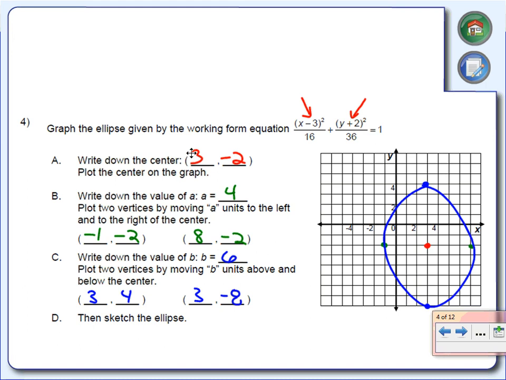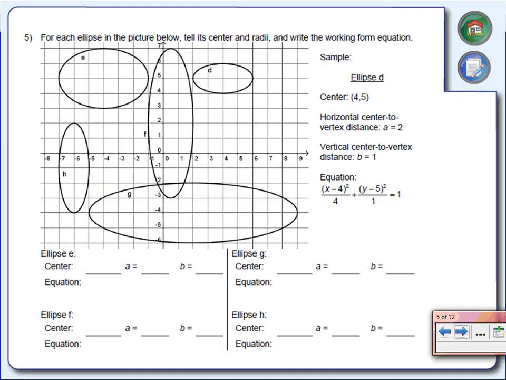All right, let's turn to the next page. Just like yesterday, on this page, what they've done is they've given me several ellipses, and from those ellipses, I've got to come up with their equations. Now, they've already done D for us as an example. What we're going to do is we're going to do E together, and that's this ellipse right here.